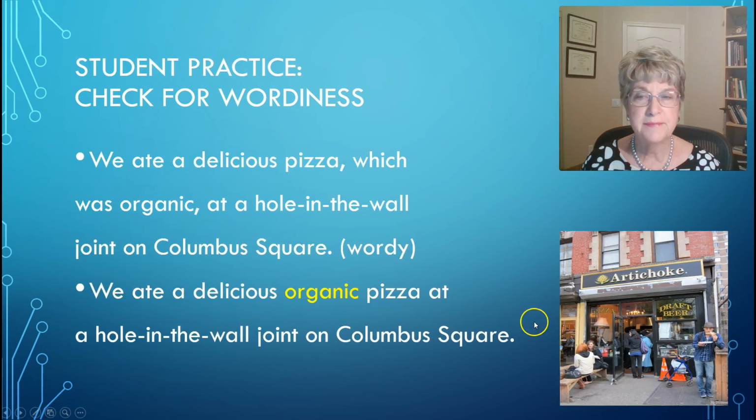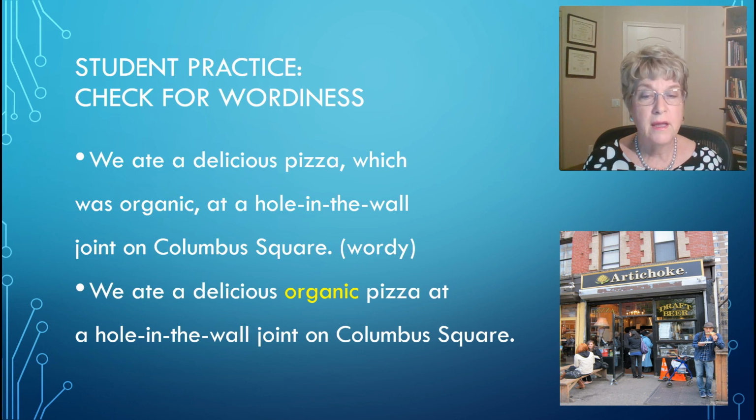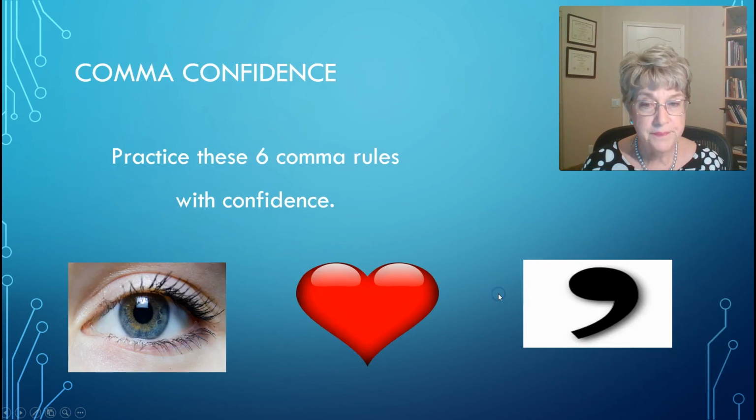Let's practice. We ate a delicious pizza, which was organic, at a hole-in-the-wall joint on Columbus Square. This is wordy. Now let's revise it a little bit. We ate a delicious organic pizza at a hole-in-the-wall joint on Columbus Square. Do you see how that flows better? And it's not burdening the reader with wordiness.